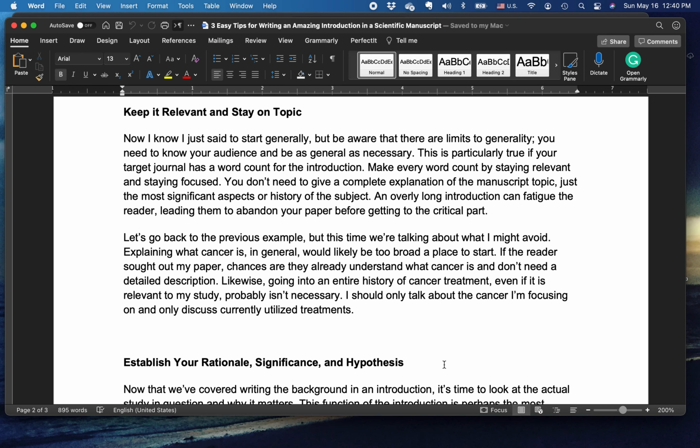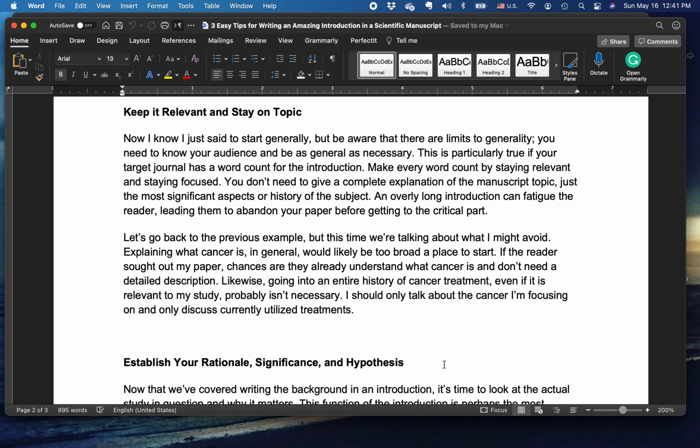Next tip: keep it relevant, stay on topic. When I say start generally, understand that there are limits to generality. You need to know your audience to be as general as is necessary. This is particularly true if your target journal is going to ask you for a word count for your introduction, and some do. So you want to make every word count.